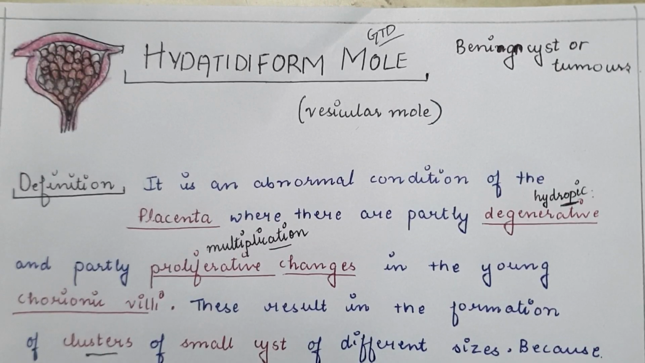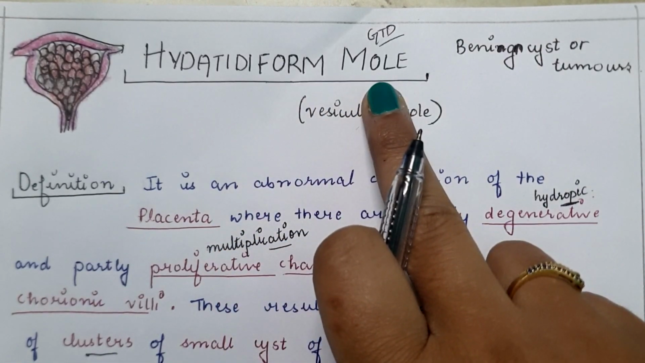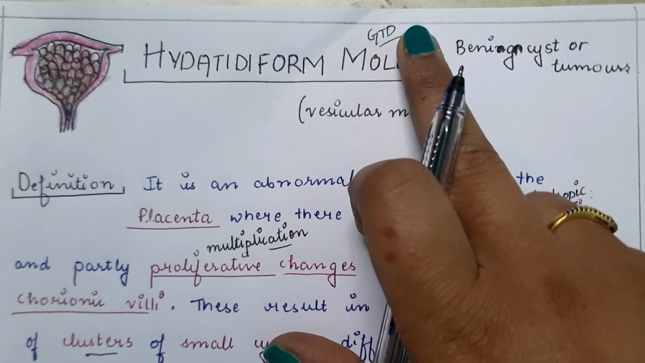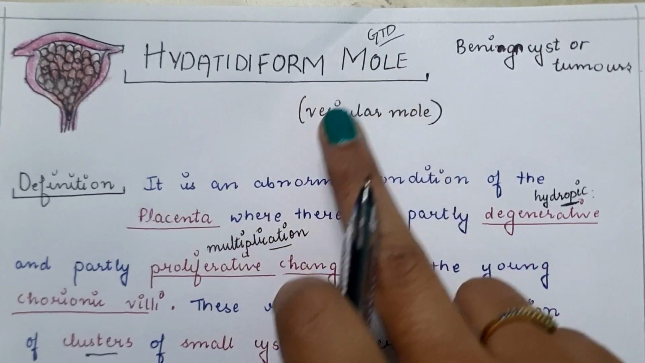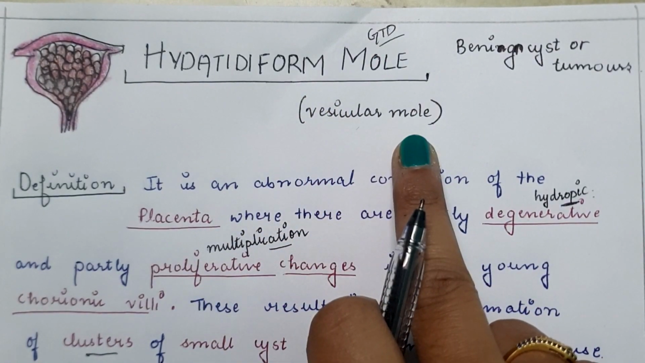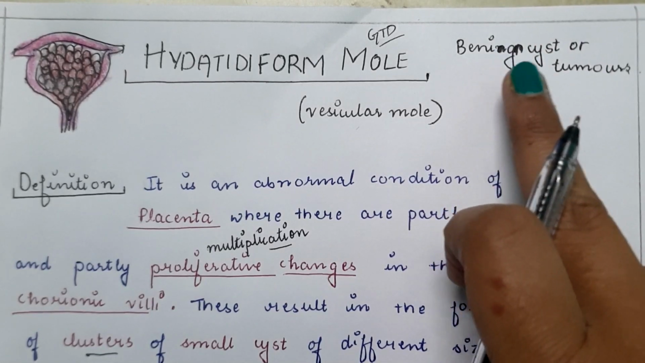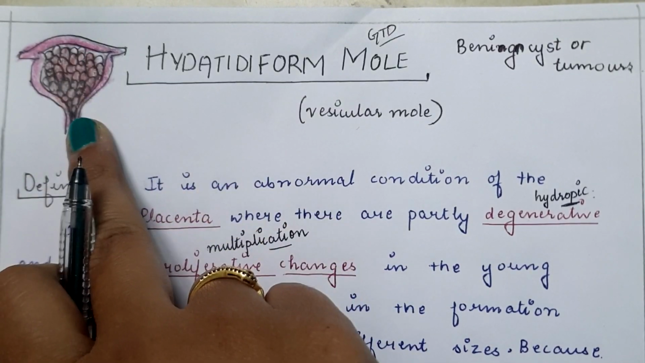My dear students, today in this video I will discuss the topic hydatidiform mole. This is one of the subtypes of GTD, that is gestational trophoblastic disease. As the name suggests, trophoblast cells are involved in this disease. Hydatidiform mole is also known as vesicular mole. So what actually happens in this disease? Benign or non-cancerous cysts or tumors are formed in the uterus.